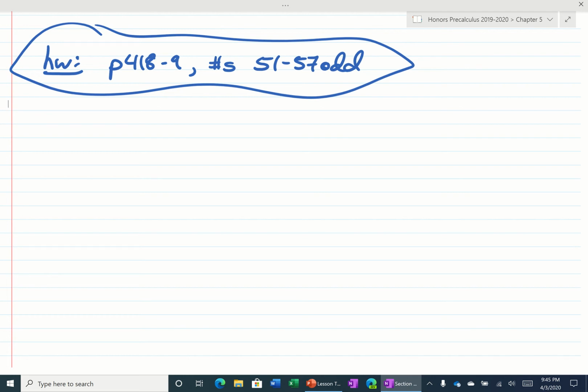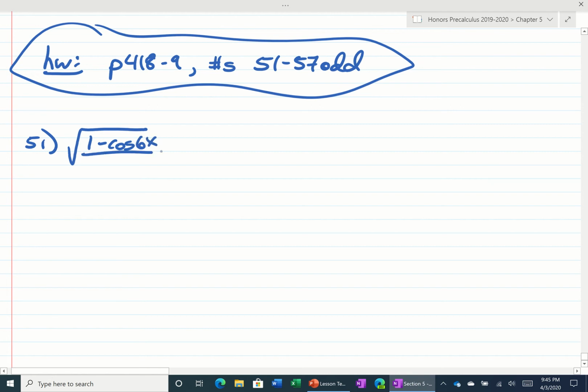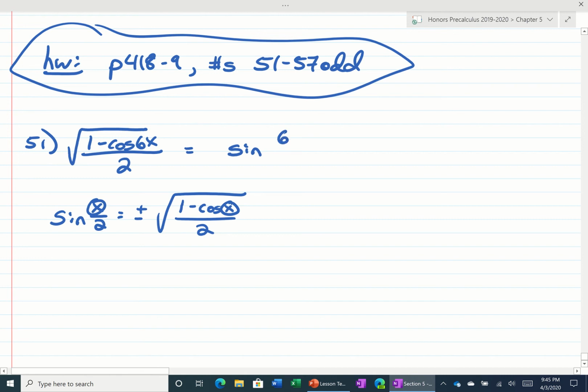All right, so let's take a look at these. I should be able to do all four of these. Number 51, it says we have the positive square root of 1 minus the cosine of 6x over 2. Well, that looks a lot like the formula for the sine of x over 2, except the sine of x over 2 is plus or minus the square root of 1 minus the cosine of x over 2. So obviously this needs to be 6. So this is going to be the sine of 6x over 2. And because this is a positive problem, we have to force the answer to be positive. This is really going to kick off a positive or negative answer. So to make it positive, we're going to put absolute value, and that should be the answer.